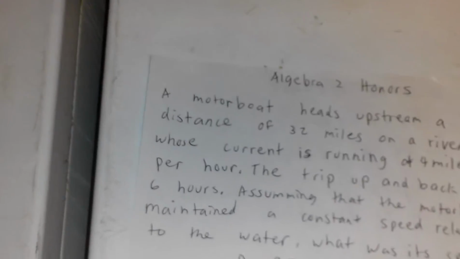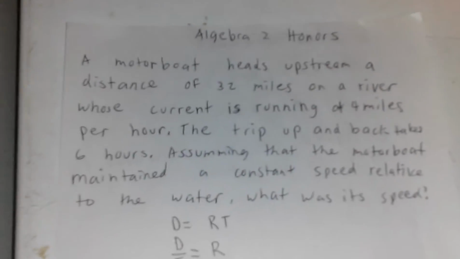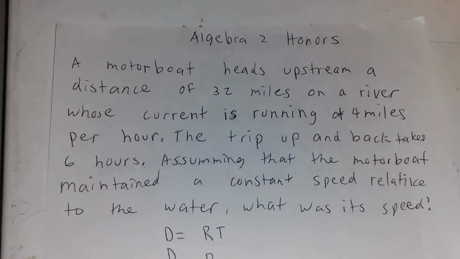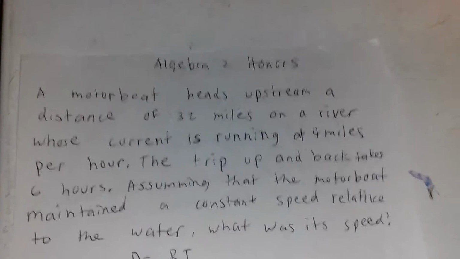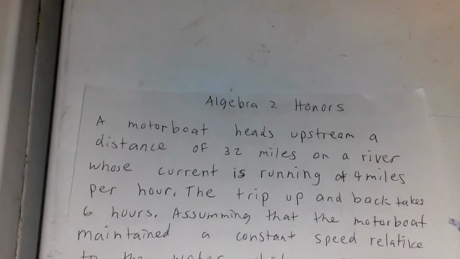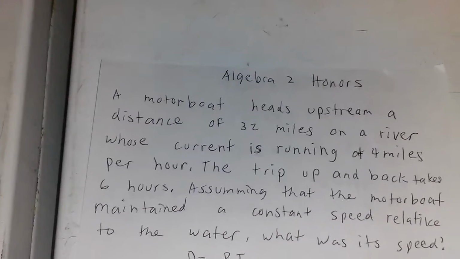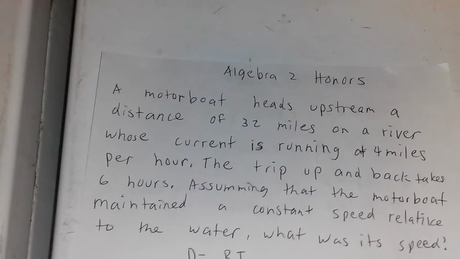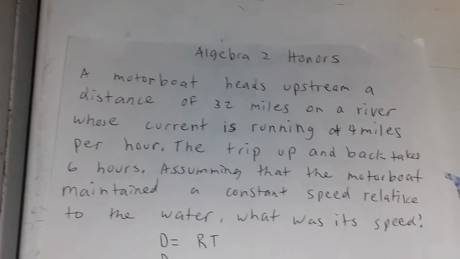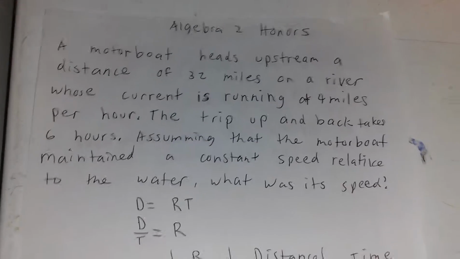I have a problem. It's distance equals rate. It's a motorboat. A motorboat heads upstream a distance of 32 miles on a river whose current is running at 4 miles per hour. The trip up and back takes 6 hours. Assuming that the motorboat maintained a constant speed relative to the water, what was its speed?